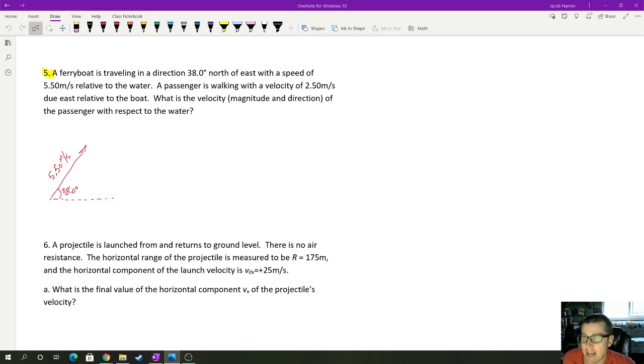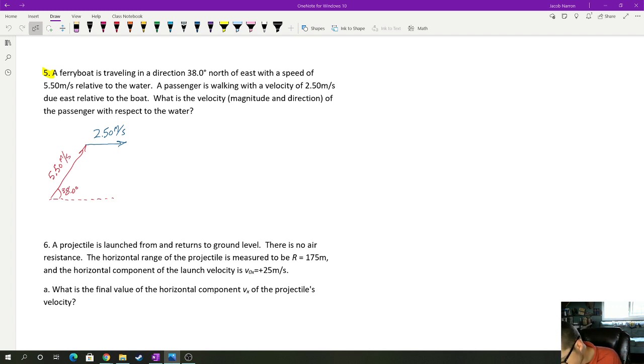A passenger is walking with a velocity of 2.50 meters per second due east. So let's go ahead and draw another vector for the passenger. And remember, I'm drawing these tip to tail. So that's why I'm drawing it up there instead of down here. Some students are going to think, oh, wouldn't you just draw it down here? No, no, no. Tip to tail, guys. So we're going to put it right there. And so that's 2.50 meters per second. The reason it's pointing to the right is because it's going due east.